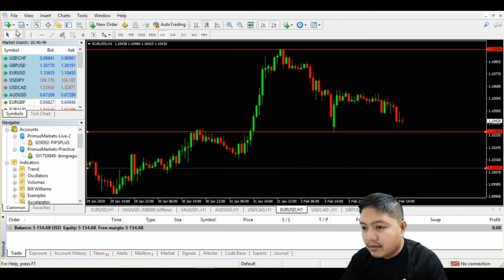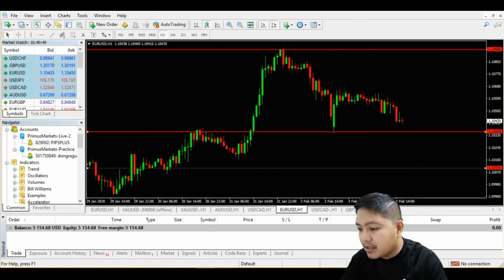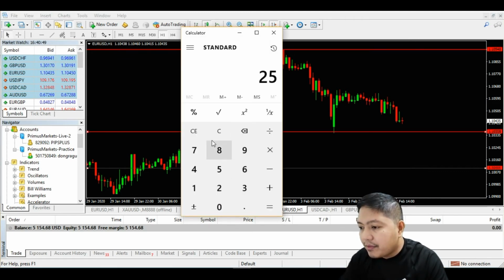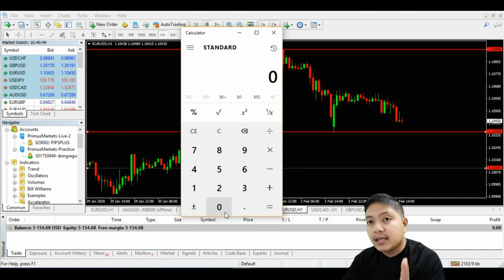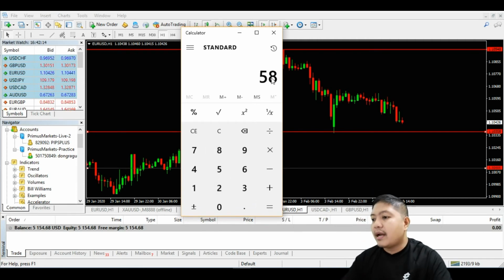So how much will I earn? Based on the chart, I will be earning 58 pips. So that means if I'm using 0.1 lot, that is equivalent to $1 per pip, because my broker charges me $1 for every 0.1 lot, all right? So that means $1 multiplied by 58 pips. So that is what I'm going to earn on this particular trade, 58 pips.